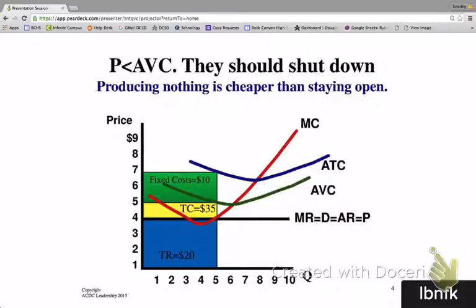And you can see that by looking at the shaded areas in this graph here. Fixed costs are equal to $10, total cost is $35, total revenue is $20, and in that case, the price being less than the average variable cost, they don't even cover part of their fixed costs, and they incur variable costs. So they shouldn't stay open.